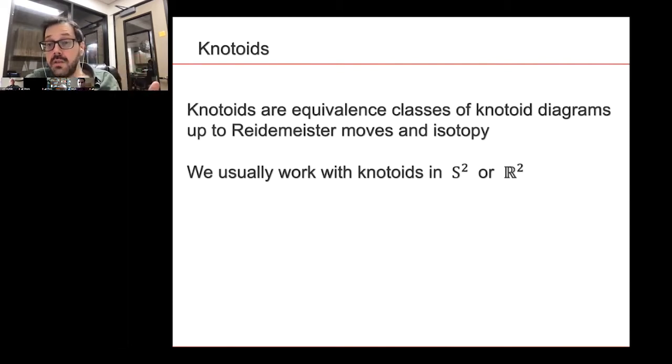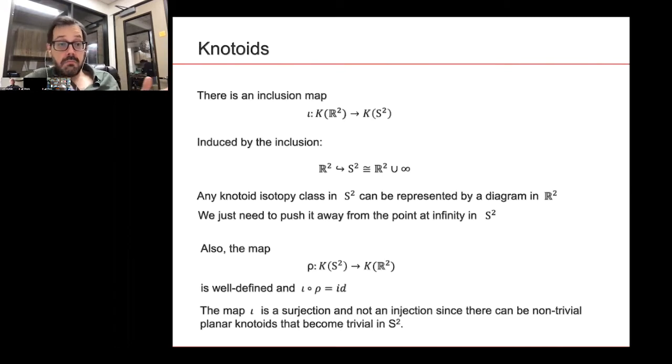So a Knotoid is an equivalence class of Knotoid diagrams up to Reidemeister moves and isotopy. And we usually work on a surface. And this surface, most of the time, is either S2 or the plane. And there is an inclusion map, of course. K_R and K_S2 are the sets of Knotoids on the plane and on the two-sphere. Okay, so there is an inclusion map that sends the set of all Knotoids of the plane to the sphere, and this is induced by the inclusion, of course, of the plane into S2. I mean, if we take R2 with a point at infinity, we have S2.